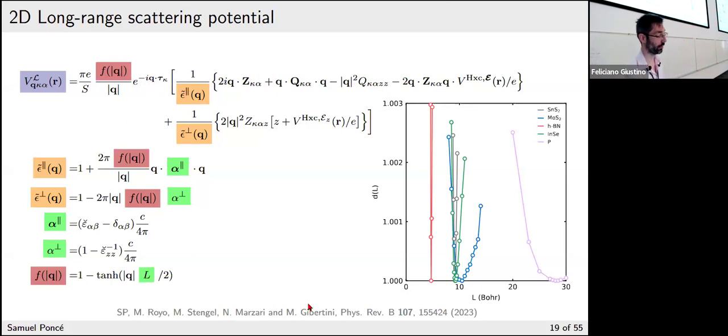Now, the range separation function in 2D is different. It's a hyperbolic tangent instead of an exponential. But basically, the concepts are quite the same. And now I have two dielectric functions. You can see here also this optimal L parameter can be computed and has a value. And this is done automatically in EPW for you.